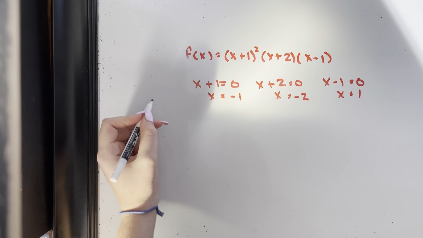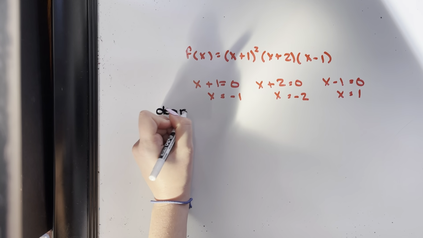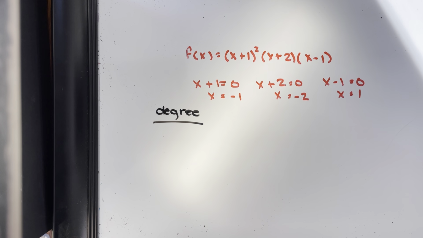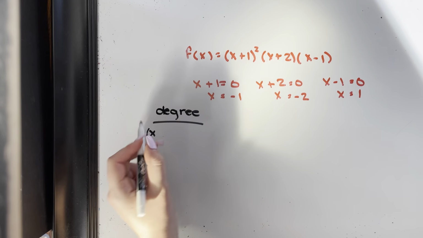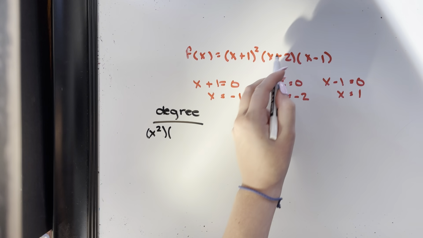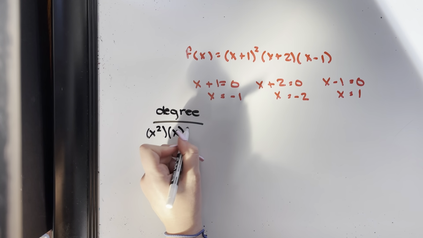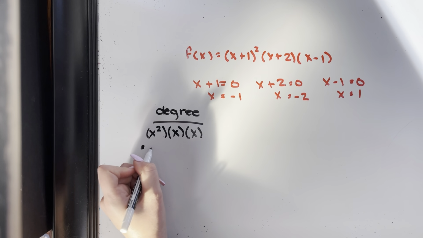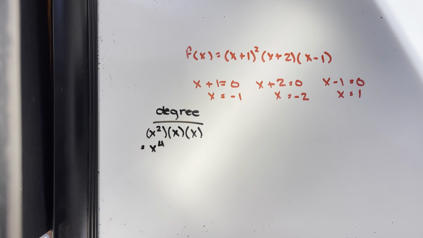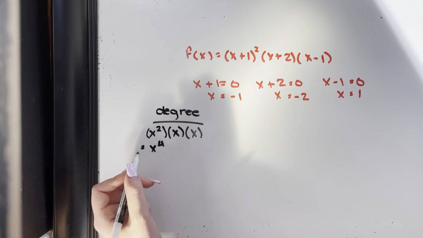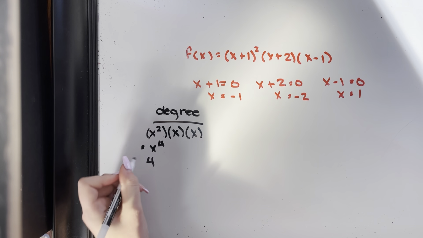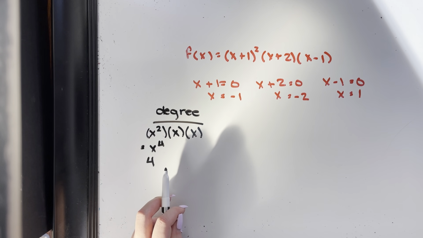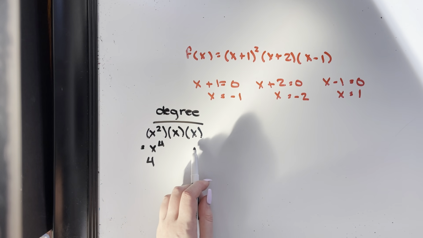So first, to find the degree, you're going to multiply all the factors of x together. In this equation, we're going to multiply x and then add the squared. So x squared times x times another x gives us x to the 4th. Therefore, the degree of this function is going to be 4. The degree is always the exponent on x when all the factors are multiplied together.